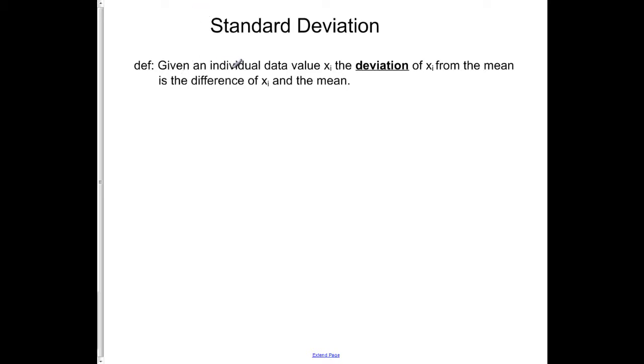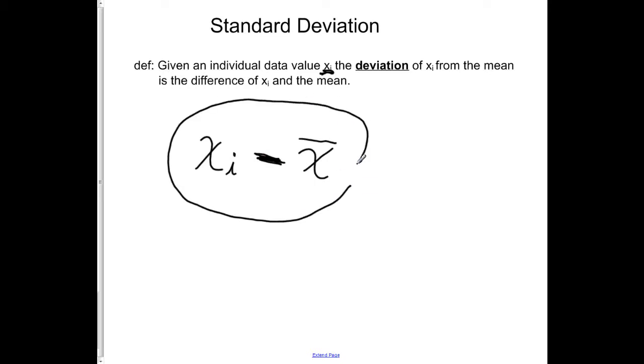Given an individual data value, xi, so that's the original data from our set. This is a raw data value, xi. The deviation of xi from the mean is just the difference of xi and the mean. So basically, the deviation for each individual data value xi, we have all our xi's, the deviation is just going to be xi minus x bar. So the deviation is just what we get when we subtract xi and x bar from each other. So xi minus x bar, this is what we're going to be calling from now on the deviation, or the deviation of xi from the mean.